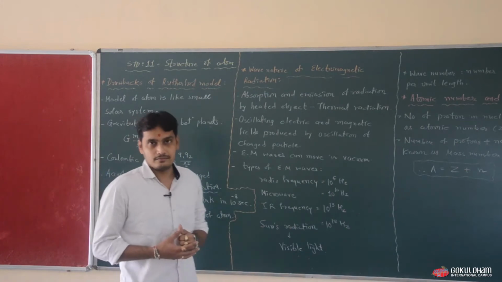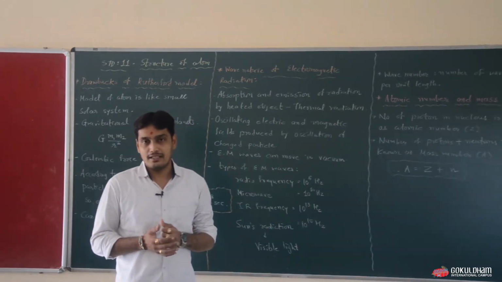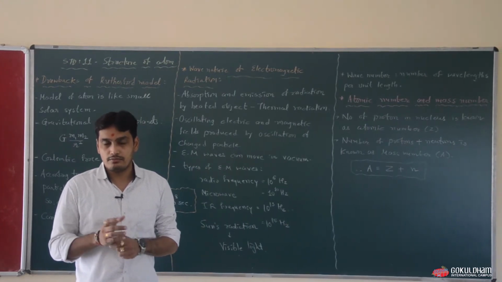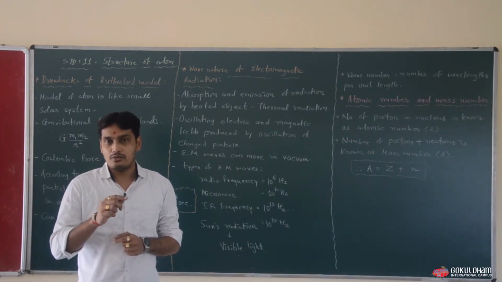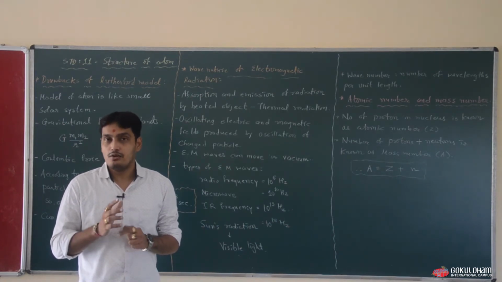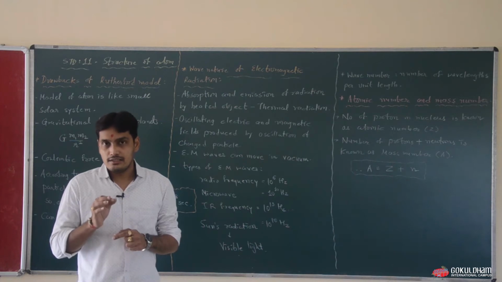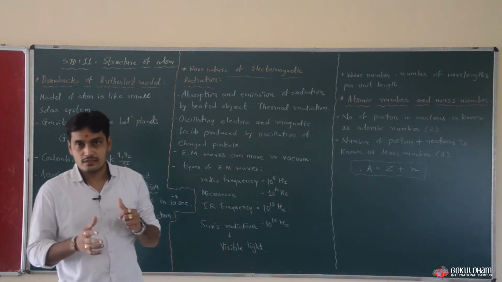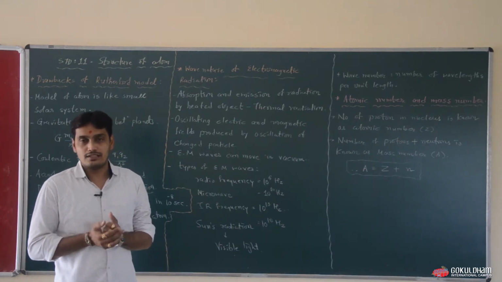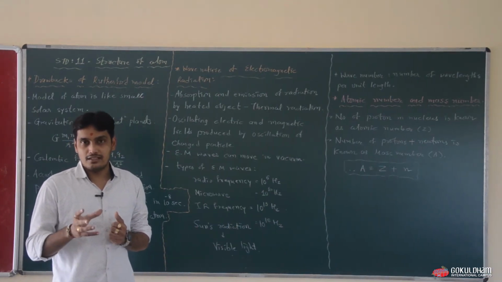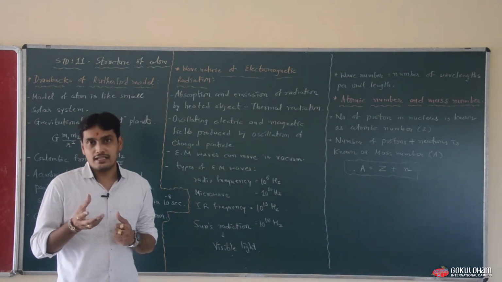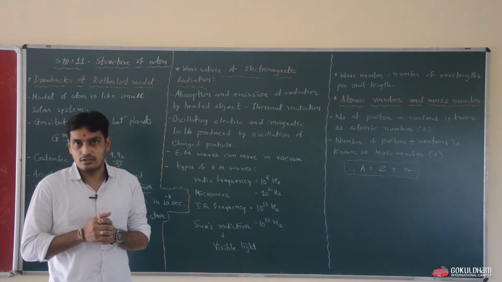We know that in any atom, in the center there is a nucleus, and electrons are moving around the nucleus, and that place is known as an orbit. That is similar to the solar system. In our solar system, the center acts as the sun, and all the planets are moving around the sun.